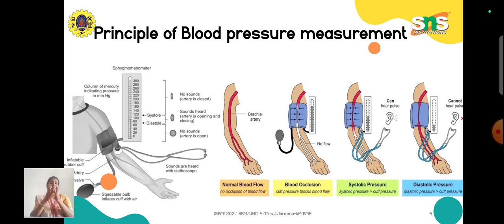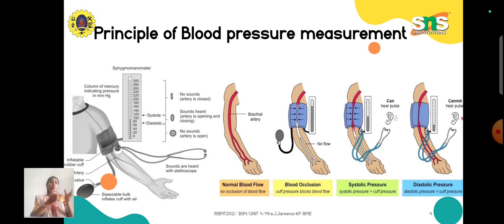Now see your blood vessels and how the blood is flowing in the second diagram. When you are giving so much cuff pressure, your blood vessel is shrinking, so it is getting occluded. It means that now the blood is not finding a way to flow. This is what happens when you inflate the cuff. That is the first stage of measurement.